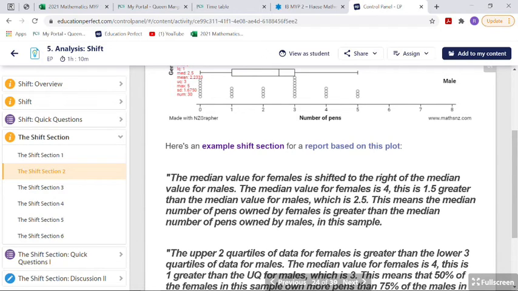Hello? Okay. The median value for females is 4. This is 1.5 greater than the median value for males, which is 2.5. This means that the median number of pens owned by females is greater than the median number of pens owned by males in this sample. Must talk about the fact that it's from a sample.